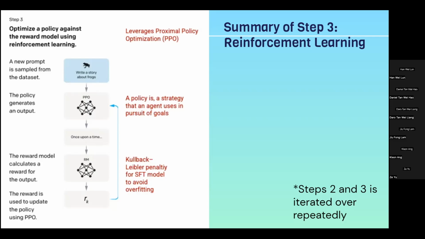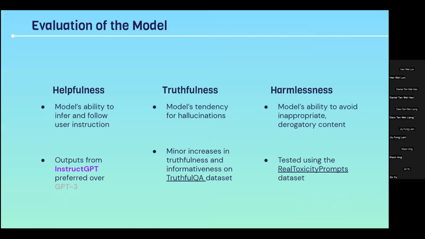But how to evaluate the model, right? After building the model, we need to understand a few ways to see whether this model is good or bad. That's where we have 3 metrics in general. One is helpfulness, the model's ability to infer and follow a specific user instruction. For this, InstructGPT generally performs better than GPT-3, as we discussed previously.